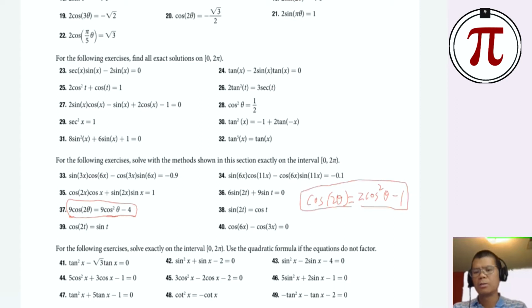Right? So use this one. Then you plug in there, and that's going to be a quadratic equation about cosine, right? So this one will be 9 times that. That's going to be 18 cosine squared theta minus 9 equals 9 cosine squared theta minus 4, right? So it's going to be 9 cosine squared theta equals 9 minus 4, which is 5.